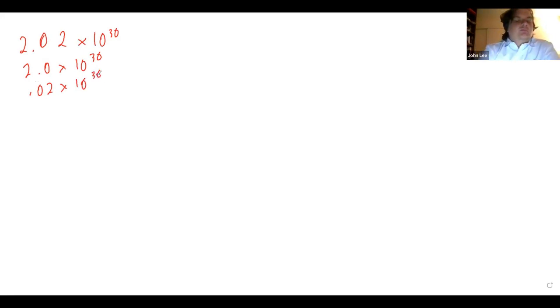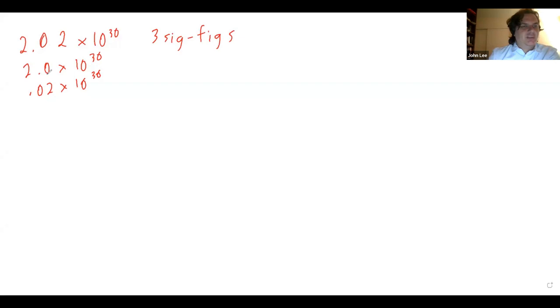So the number of significant figures for each of these is different. For significant figures, the zeros can count or they cannot count. In this case, because the zero contains information, it tells you that there's a zero placed between the 2 and the 2. It does count for the number of significant figures. So there are 3 significant figures here.